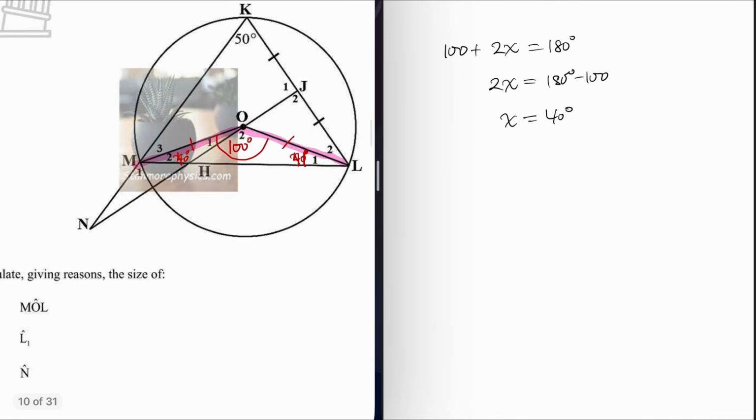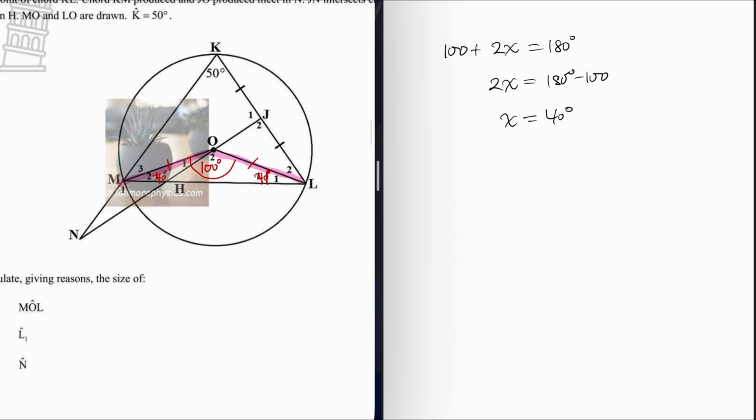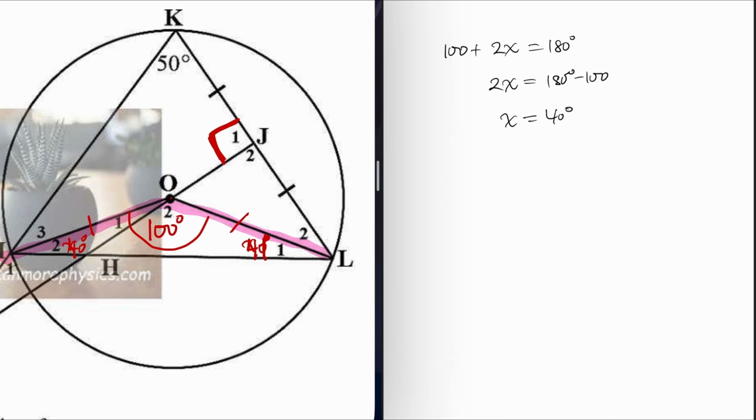Now they want us to calculate angle N. So in order to calculate angle N, we need to look at the information that we've been given here. We've been given that KJ is equal to JL. And that means that J1, this here, is going to be 90 degrees. And that's because OJ is a line drawn from the center. And that line that's drawn from the center is actually bisecting that chord. And so because it is bisecting the chord, it means that J1 and J2 are going to be 90 degrees.